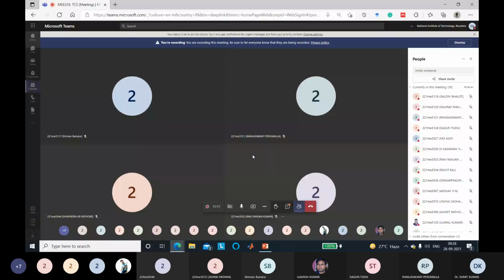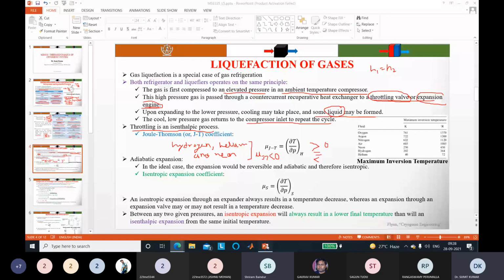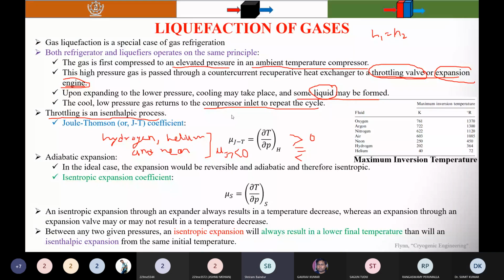3117, Sriram. Yes, sir. What is the meaning if the Joule-Thomson coefficient is negative, is it heating or cooling? Negative, so there'll be heating, sir. Heating. But here our objective is to cool the gas. So, okay, thank you. As your friend said, when the Joule-Thomson coefficient is negative, it is a heating process, which means the temperature increases.